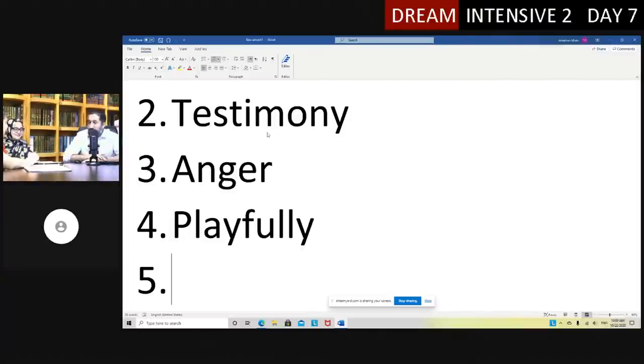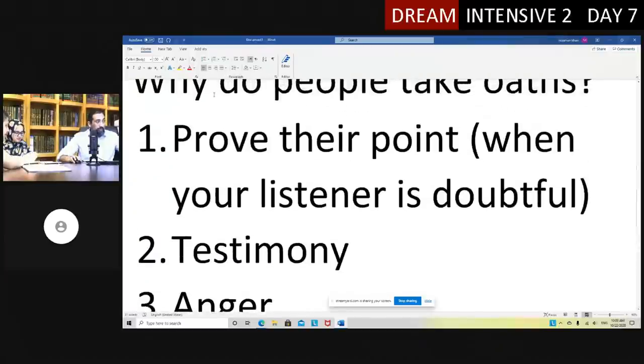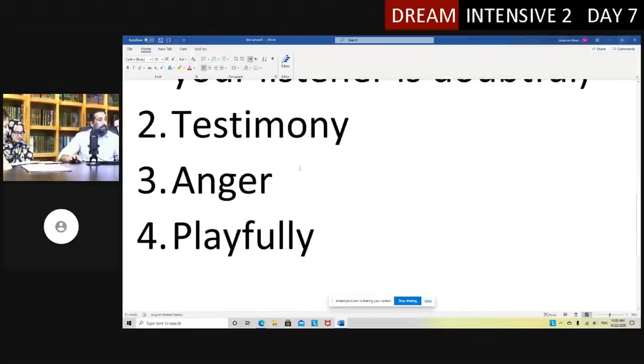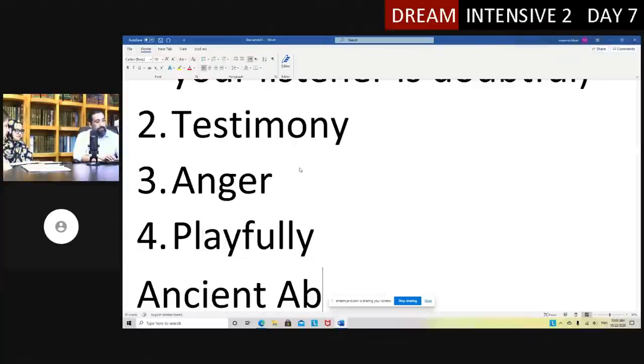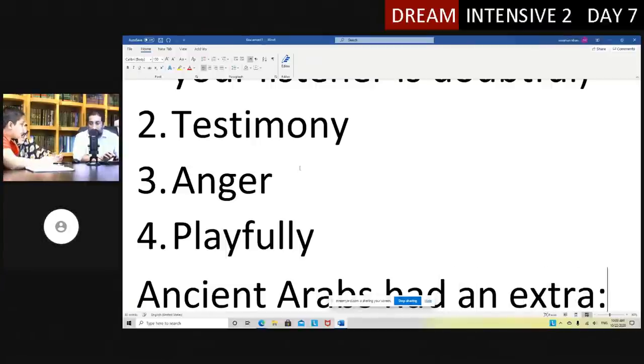So this is real life stuff. This is not some hard grammar. This is common sense. This is how in most languages people take an oath. It doesn't matter what culture you come from, you probably use the oath for these things. But the ancient Arabs had an extra reason. So they used all of that, but they had an extra reason.